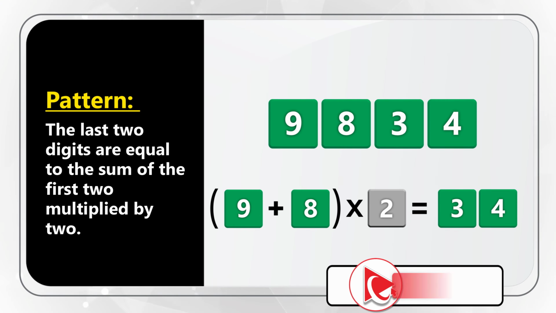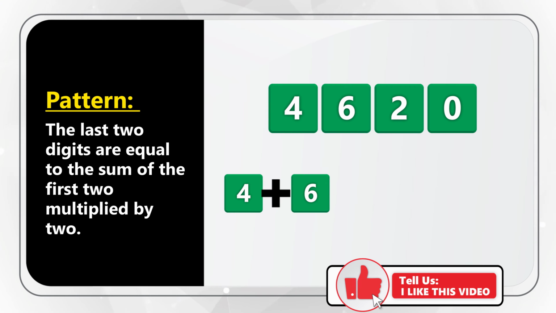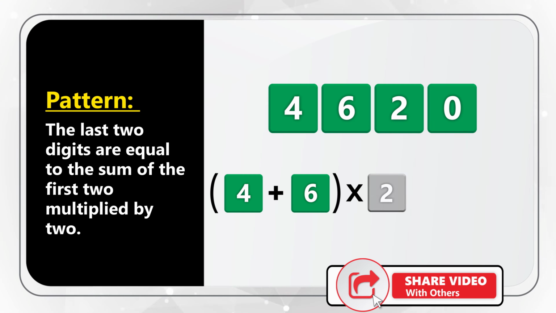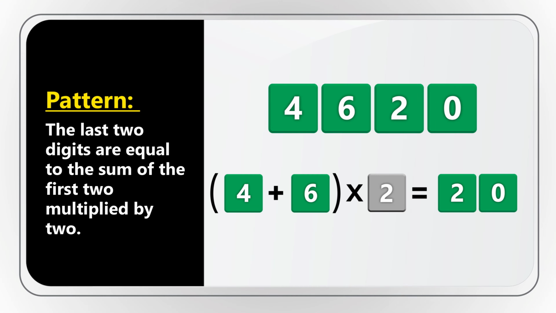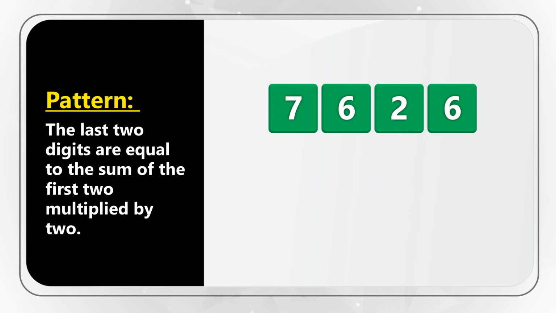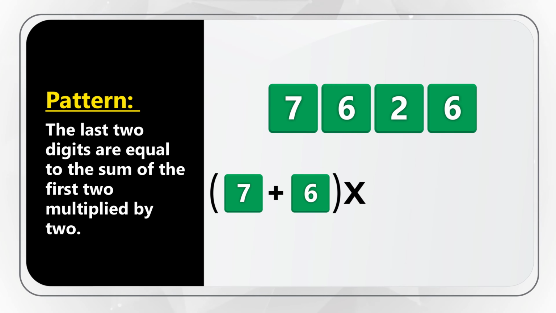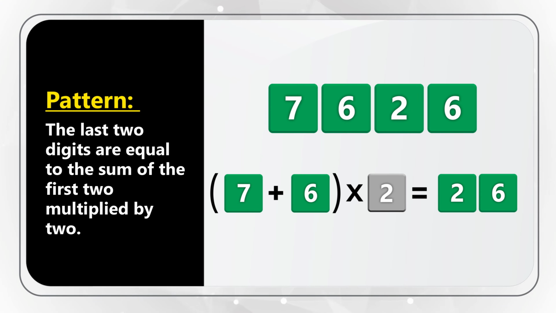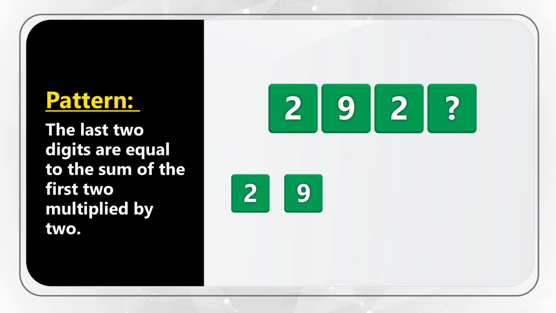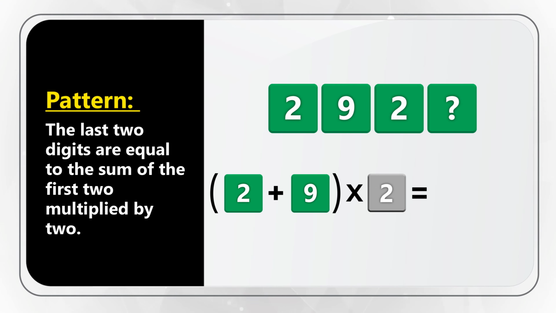Based on this logic, the third number would be (4 + 6) multiplied by 2, which would be equal to 20, which represents the set of numbers 4, 6, and then 20. And then the last row would be (7 + 6) multiplied by 2, which would be 13 multiplied by 2, which would be equal to 26. So the missing number would be calculated as (2 + 9) multiplied by 2 equals 22. So the correct answer here is choice A, 2.